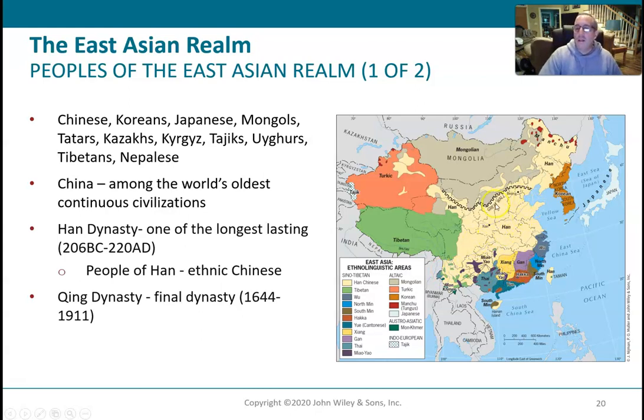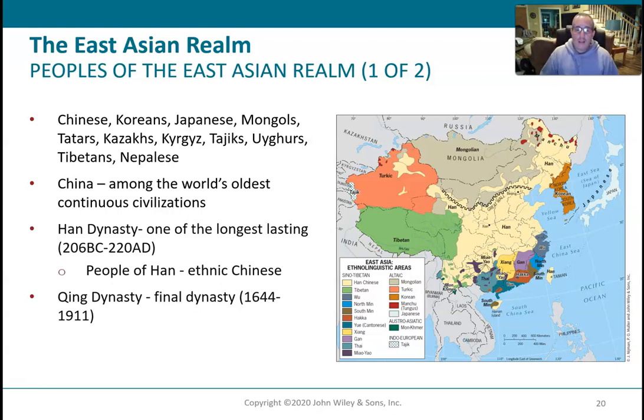The Han, they call these the Han Chinese in the middle. That is named from the Han Dynasty you see over here. It was one of the longest lasting dynasties in world history, I should say. And China is among the world's oldest continuous civilizations, which means basically the same people have ruled it for a very, very long time. When I say rule, probably rule is not a good word, probably make up the culture and inhabit the area.